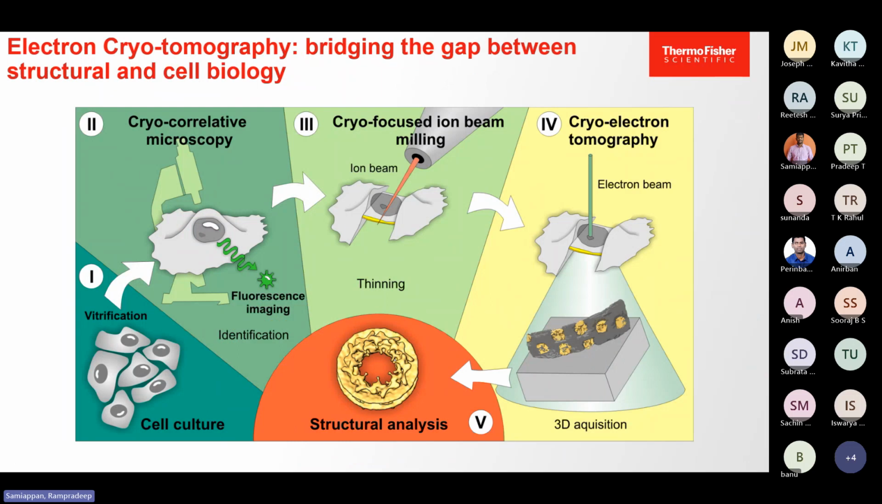And this is how the total workflow of tomography looks. With the cell culture, you try to vitrify and identify your area of interest, and then you use an ion beam milling process. Later you go inside the holder and try to see the particle of interest at different angles, and then analyze the data with different software, Amira or other relevant software.